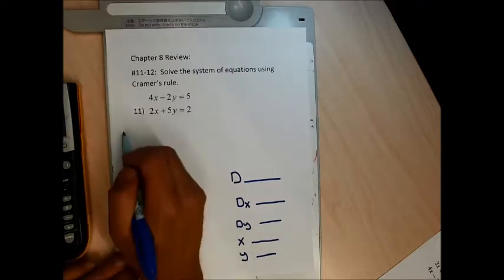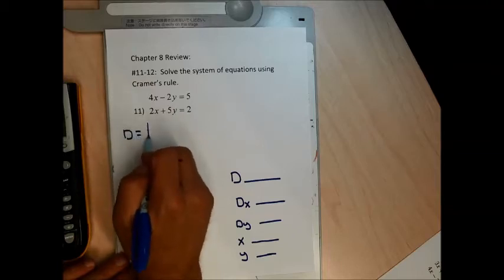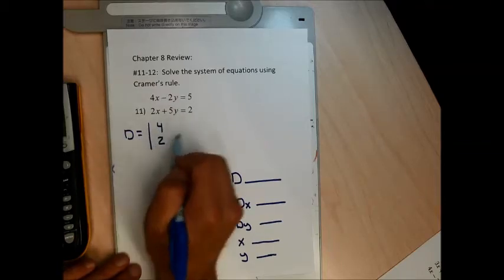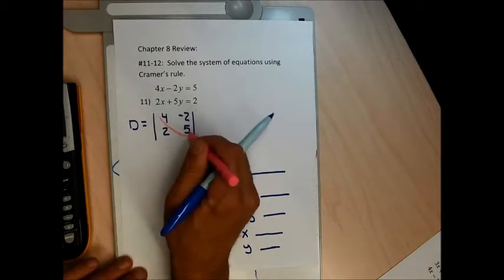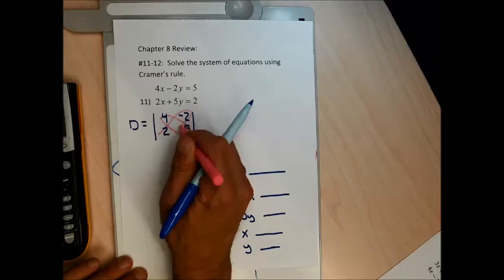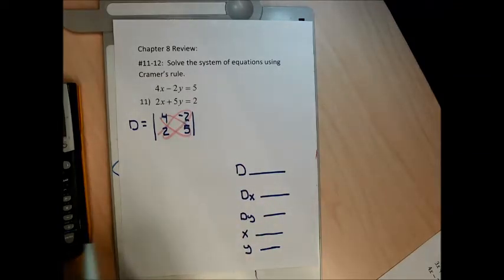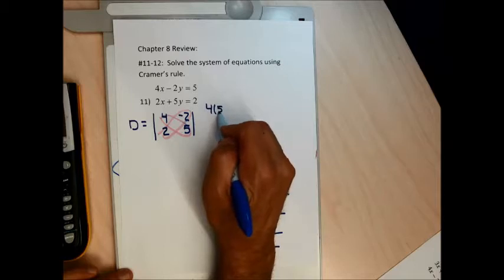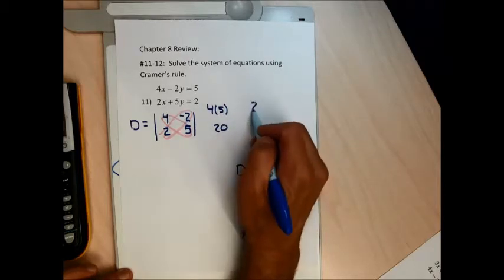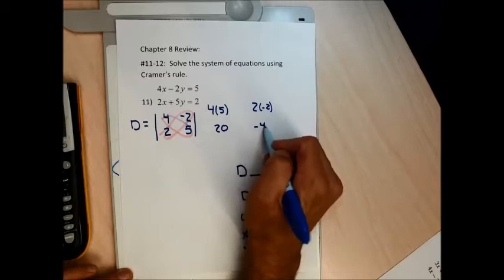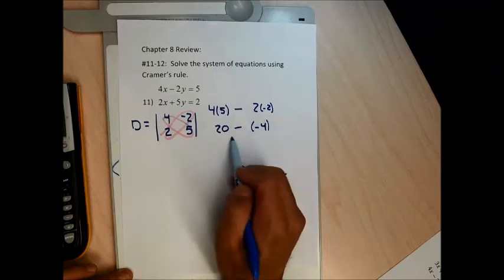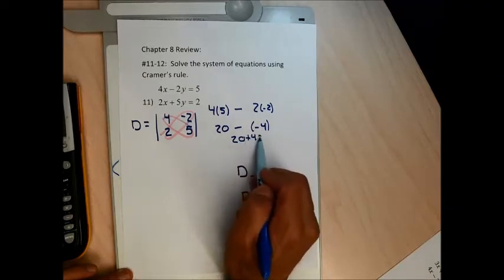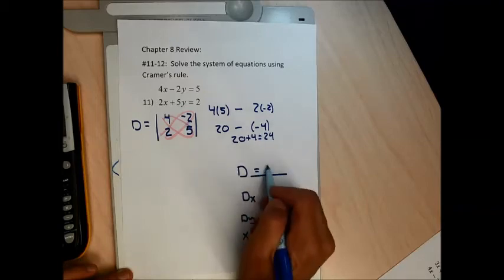D is the determinant that you get by just taking the coefficients of the x's and the y's. And we calculate a determinant by cross-multiplying and subtracting. So I'm going to cross-multiply that way, cross-multiply that way. I'm going to do 4 times 5 and get 20, and 2 times negative 2 and get negative 4. And for determinants, you subtract. So it's going to be 20 minus negative 4. That's going to turn into 20 plus 4. So the D number is going to be 24.